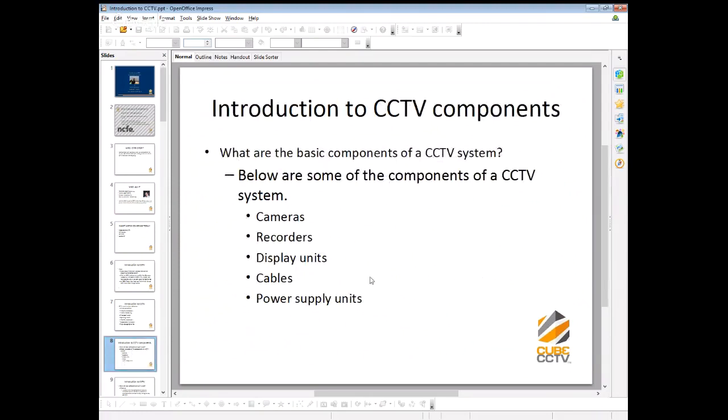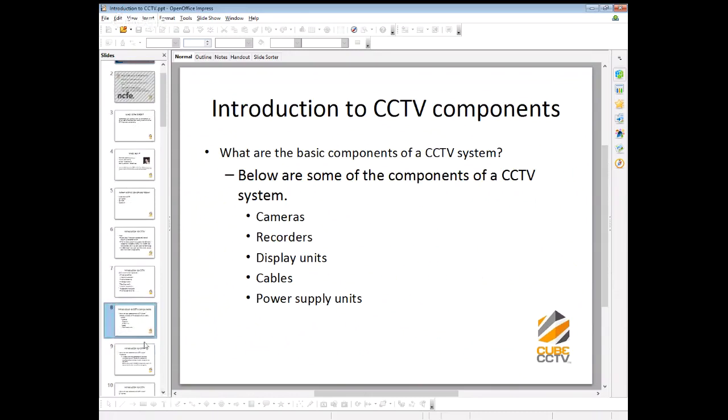So what are the basic components of a CCTV system? Cameras, and recorders. You have different types of recorders: digital video recorders, network video recorders, and the latest addition, hybrid video recorders. You have display units; you could use any type of display unit. Cables, where there are different types that you could use. And power supply units. These are the basic components. Obviously, you have other components in a complicated or complex CCTV system.